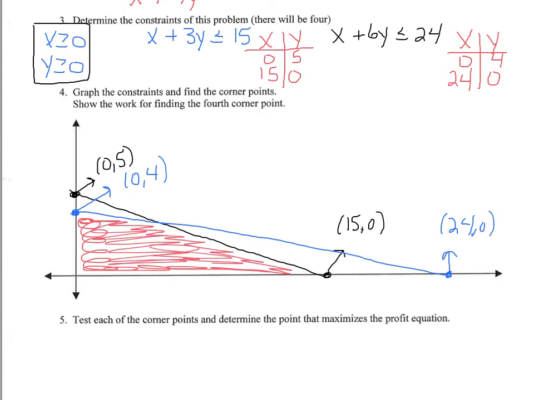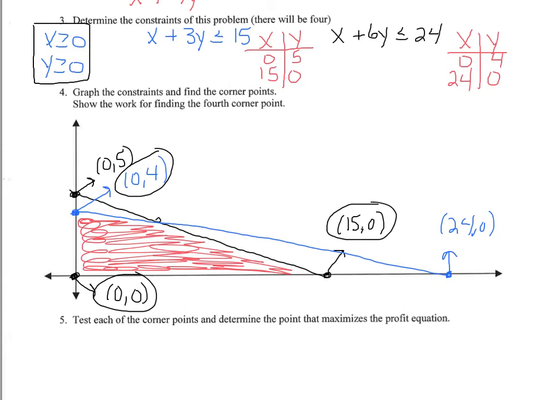So now the next thing that I'm going to need to do is figure out what my corner points are. In order to figure out what our corner points are, let's take a look at what I have. 0, 4 and 0, 5. 0, 4 is on the boundary of the shaded region, so 0, 4 is a corner point. 15, 0 and 24, 0. 15, 0 is on the boundary of the shaded region, so that's a corner point. 0, 0 is in the lower left-hand corner here. This one is also a corner point, and I don't have to do any work for that. So I found 3 already.